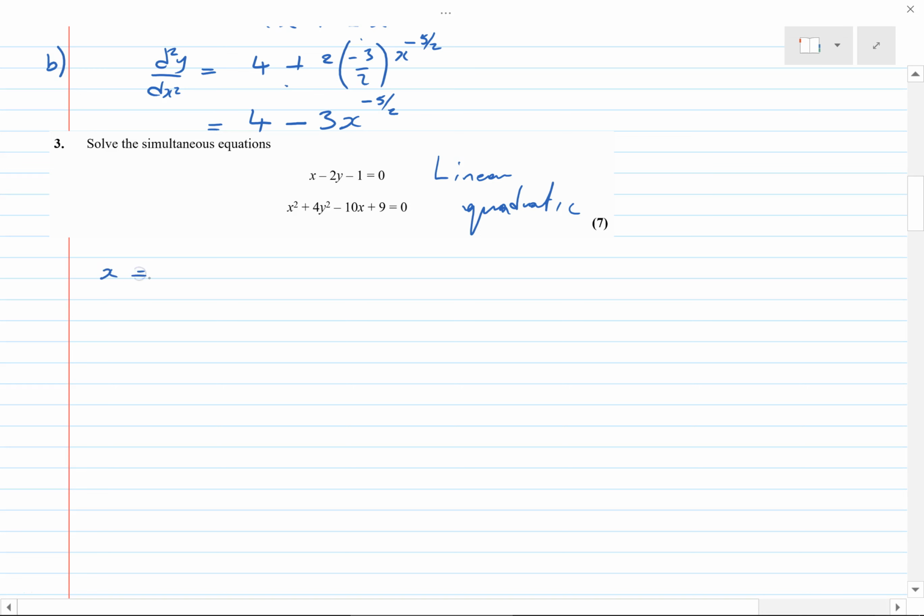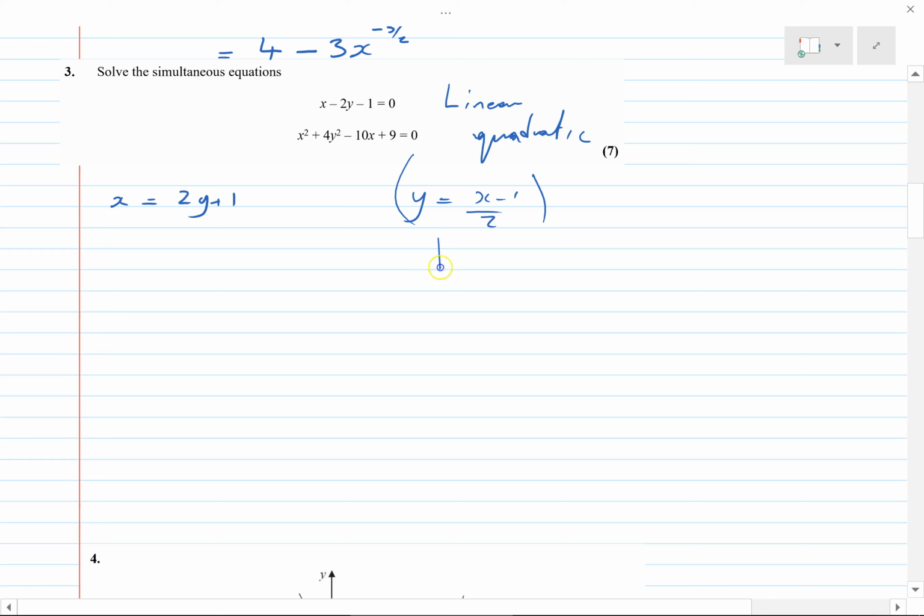So if I were to write x as the subject of the formula, I get x is 2y plus 1. And I can substitute that in there. And there's no fractions. Otherwise, I would end up with y is equal to x minus 1 over 2, which isn't too bad, but I would then have to get that in there and use fractions, which works okay. We can do either, but I'm not going to do it that way. The one advantage, I suppose, of doing it that way is I'm only substituting y in once, whereas I'm substituting x in twice into this. But I don't think it really makes much difference.